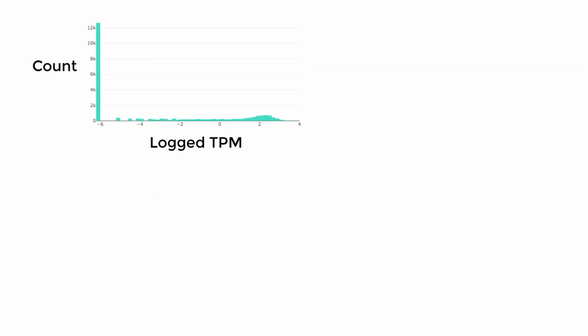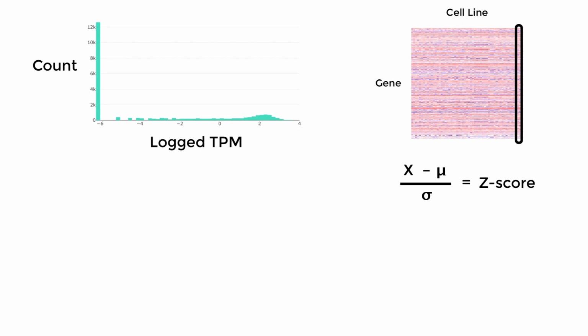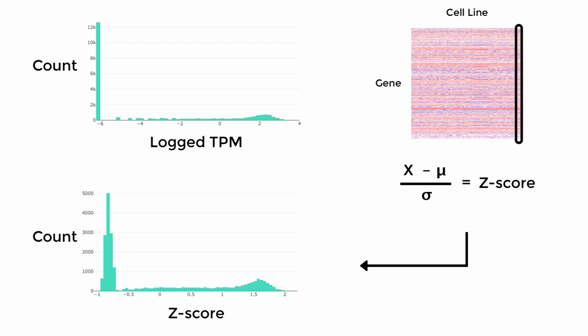Next, we standardize the columns by taking each value in a column, subtracting it by the mean of the column, and dividing that by the standard deviation of the column. When we do this for each column, our data is converted from log TPM values to z-scores. Plotting all the data again looks like this, where the x-axis is standard deviations away from the mean.